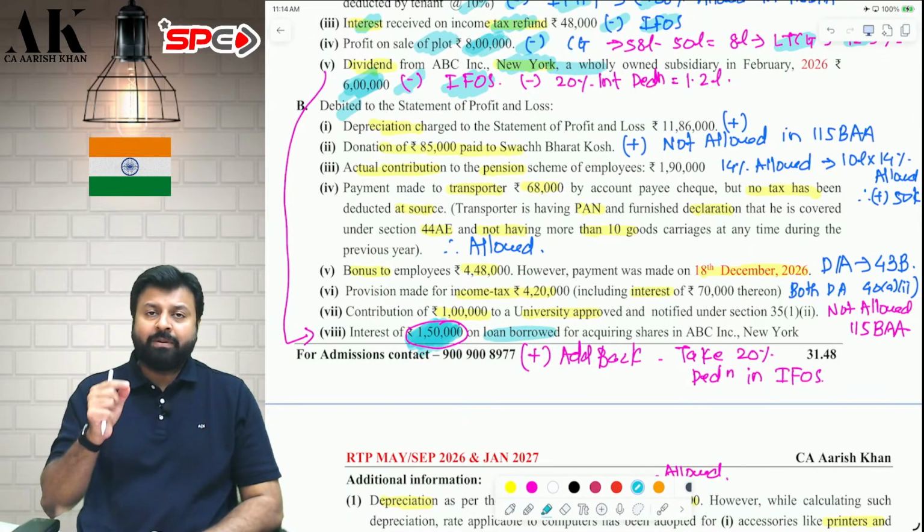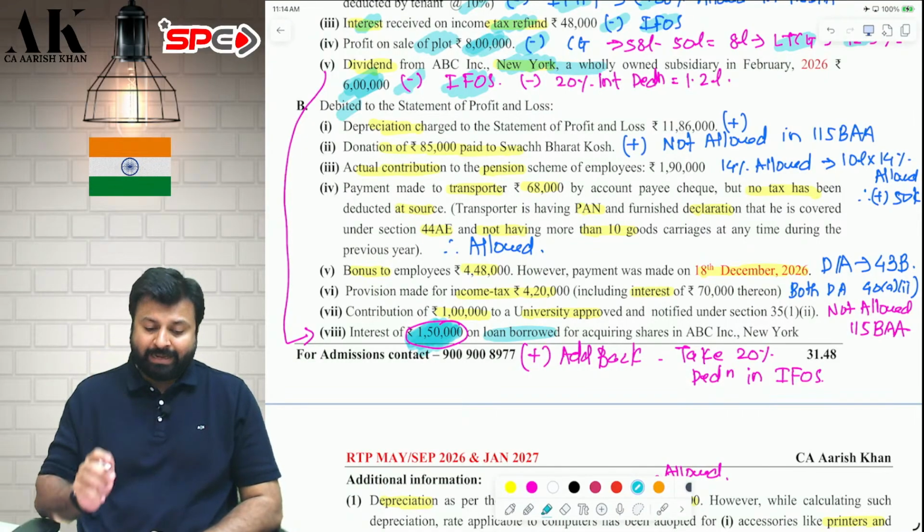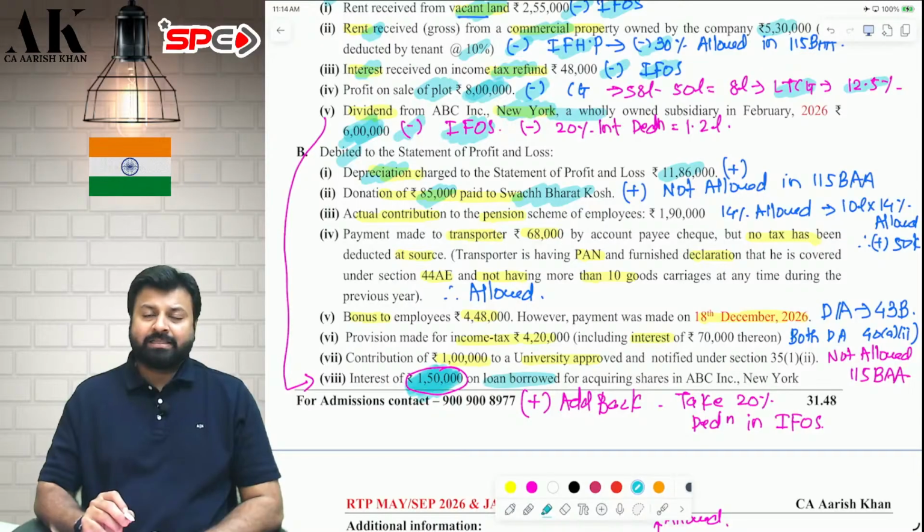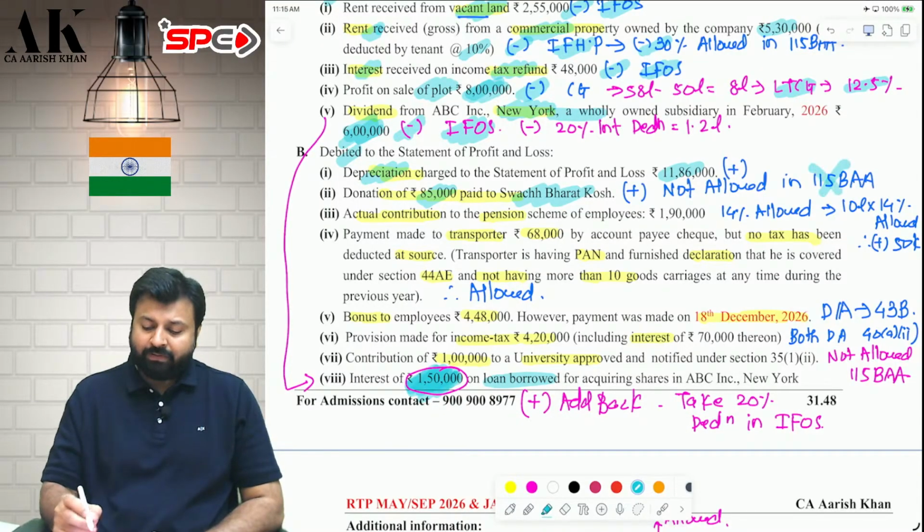Therefore, your net dividend will be how much? The net dividend will be 4.8 lakh rupees. I hope it is clear to all of you. That is ATG, but ATG is not allowed in 115BAA. Therefore, add back this ATG deduction also.